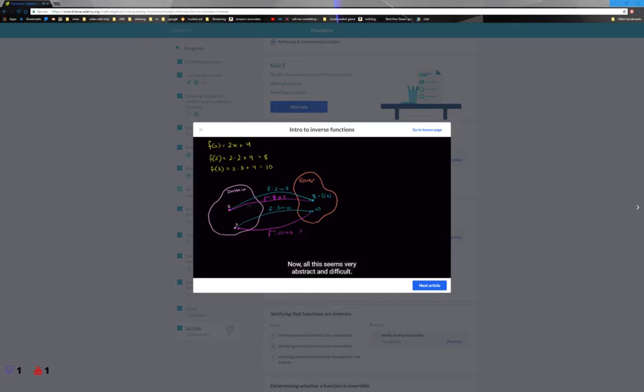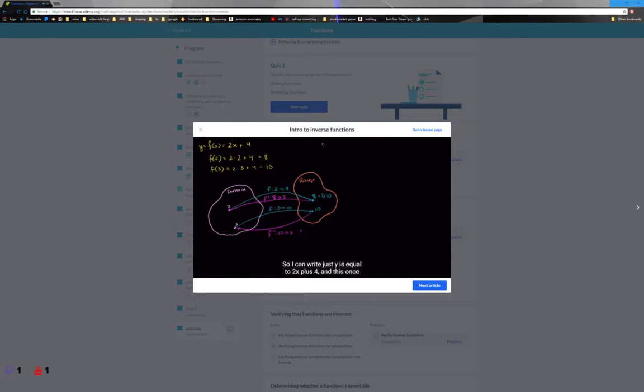Now, all of this seems very abstract and difficult, but what you'll find is it's actually very easy to solve for this inverse of f. And I think once we solve for it, it'll make it clear what I'm talking about. The function takes you from 2 to 8. The inverse will take us back from 8 to 2. So to think about that, let's just say y is equal to f of x. So y is equal to f of x, which is equal to 2x plus 4.